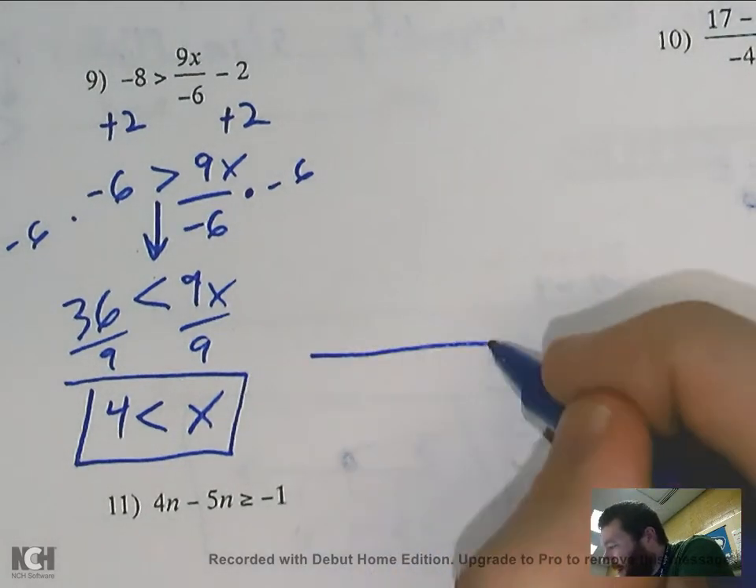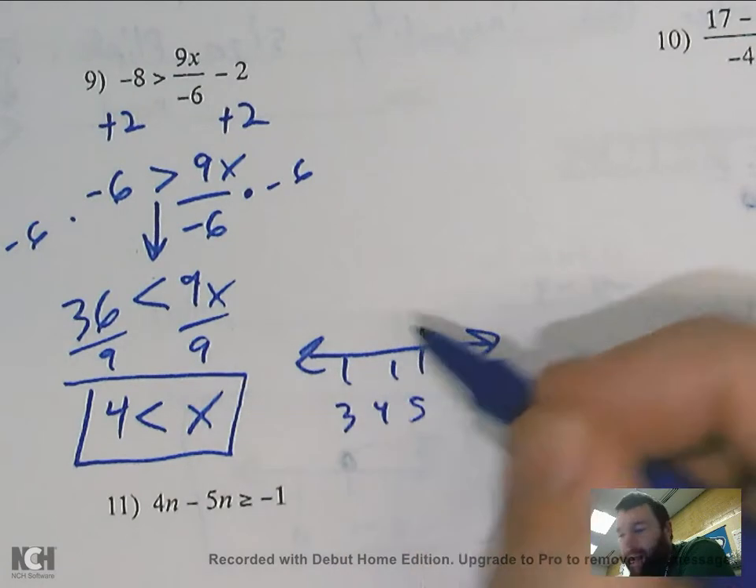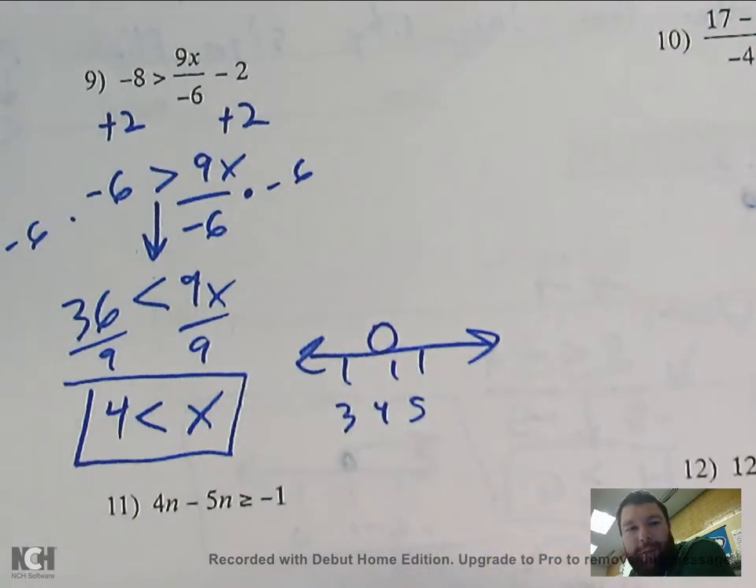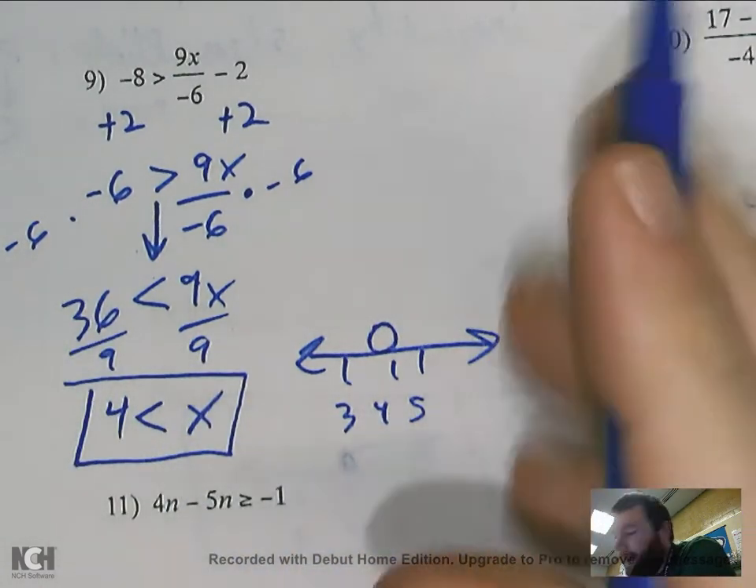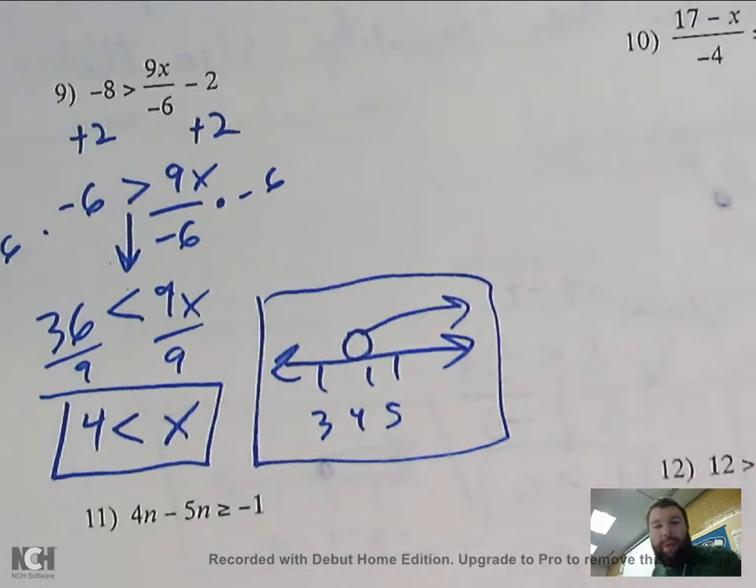And then we're going to graph it. So 3, 4, 5. It's going to be an open circle, regular inequality symbol, and it's eating the variable, so it's going to go to the right. Eats the variable, goes right. Eats the number, it goes left. That's the quick rule of thumb.